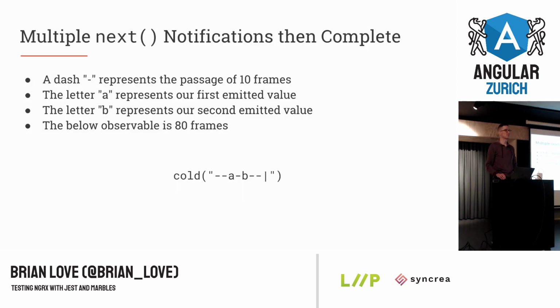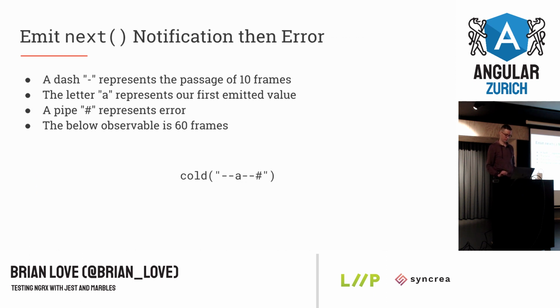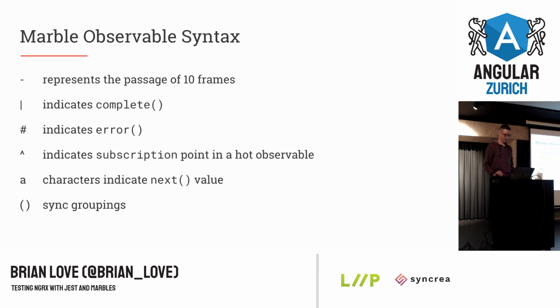You said on the slide before that the caret works only with hot observables. Correct. Why is that the reason? Yeah, so the question is, why do we have this subscription point in a hot observable, right? Because remember, in a marble diagram we can represent that values are getting produced, and then we've got a subscription, and then more values are being produced.